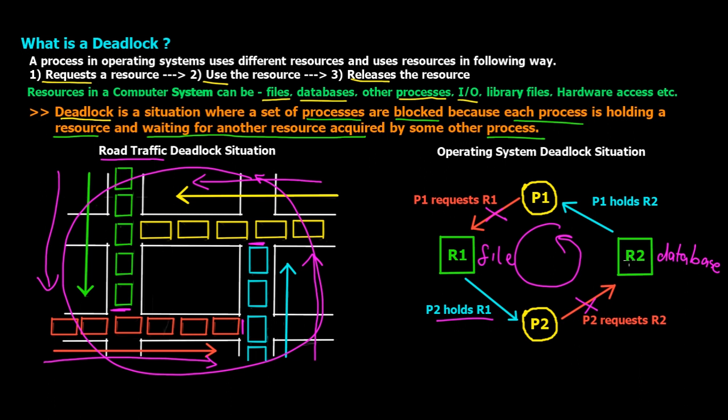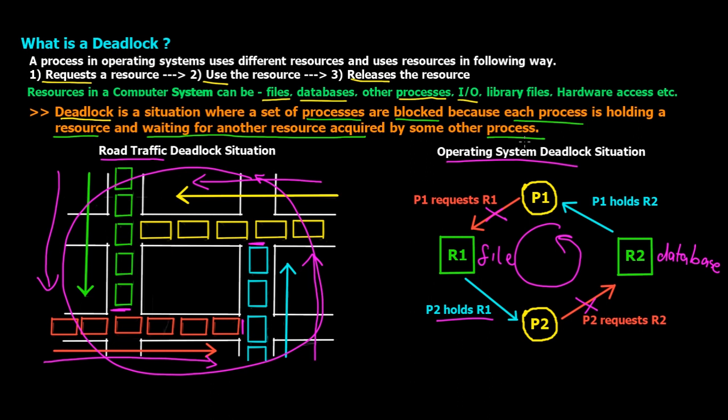That is, P1 has control of R2, so P2 cannot access it, and P2 has access of R1, so P1 cannot access it. So both of them are in a deadlock situation wherein they are waiting for each other to release those resources so that they can access it. So this was a very basic deadlock situation in our operating system scenario. I hope you have an overview about what a deadlock is and how it happens in operating systems.